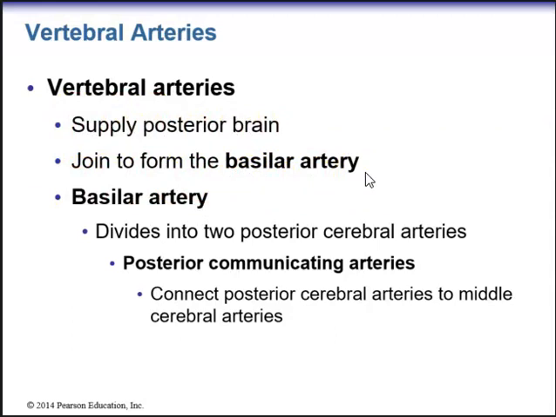The basilar artery will then divide into two posterior cerebral arteries and then join to form the posterior communicating arteries that connect the posterior cerebral arteries to the middle cerebral arteries. These arteries contribute to the circle of Willis, which we'll see in the next slide.